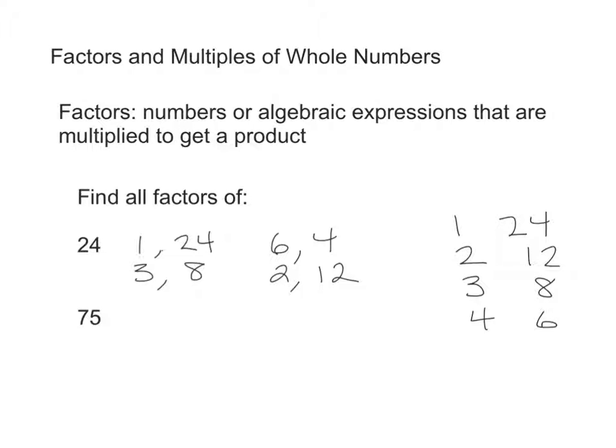So let's look at 75. 1 and 75. Does 2 go into 75? No. 3? 3 times 25. 4? 5? Yes. 5 times what? 15. What about 6? No. 7? No. 8? 9, 10, 11, 12, 13, 14. Any of those? I don't think so. So that's just finding factors, which is going to be an important skill in this unit.